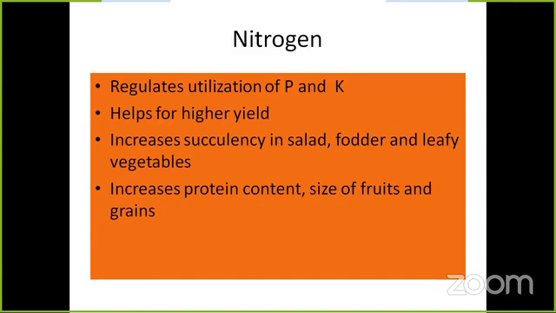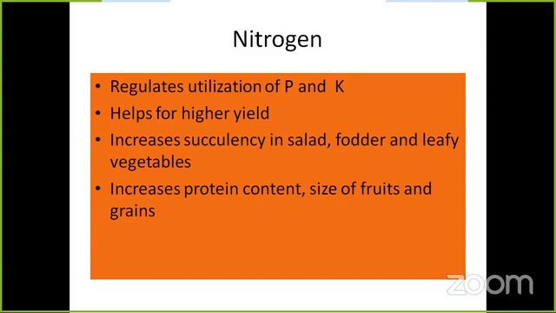So again, nitrogen helps for higher yield. Essentially, it is very important. In the absence of nitrogen, higher yields cannot be there. When nitrogen is applied, it increases the succulency in salad crops, basically all kinds of salad crops, leafy crops, fodder crops, which are used for animal fodder, and even in vegetables. They become juicy and succulent.